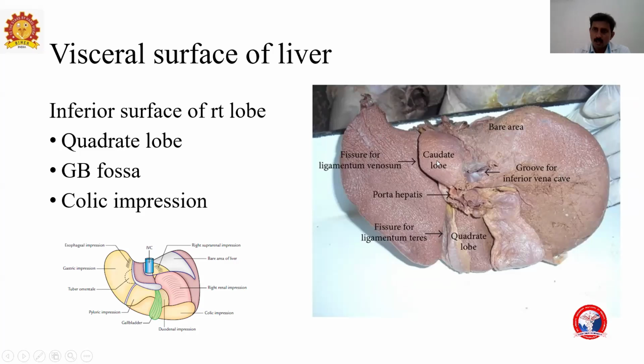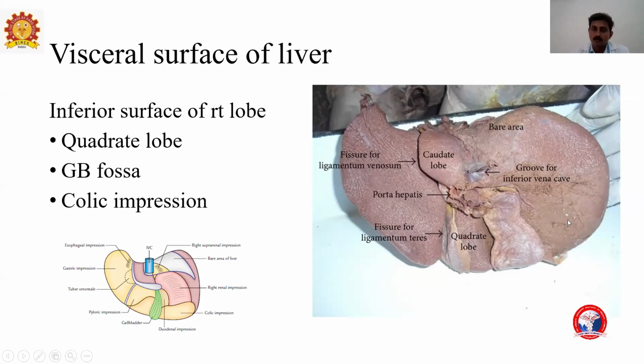We can include the caudate lobe because it is in relation to the lesser sac for the visceral surface. The quadrate lobe is a lobe which is present down below the porta hepatis, or we can say between the fissure for ligamentum teres hepatis, the fossa for gallbladder, and porta hepatis. They form the margin of the quadrate lobe. Next, what is that? This is the gallbladder fossa. You can see the gallbladder. Below that, the fossa is called the gallbladder fossa.